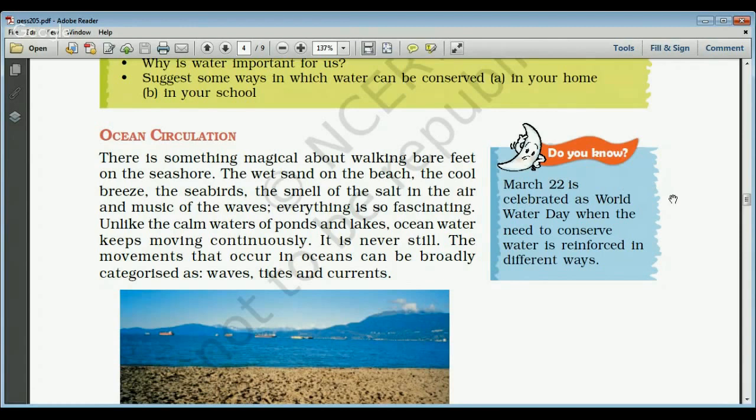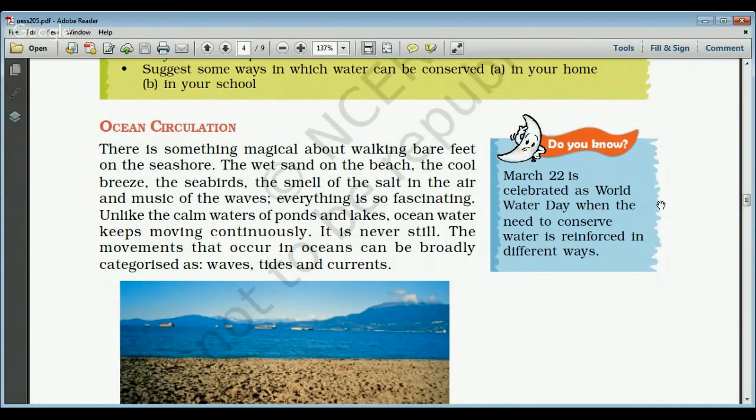And March 22 is celebrated as World Water Day, and on that day we focus on conserving water, and we define various ways to do so also.